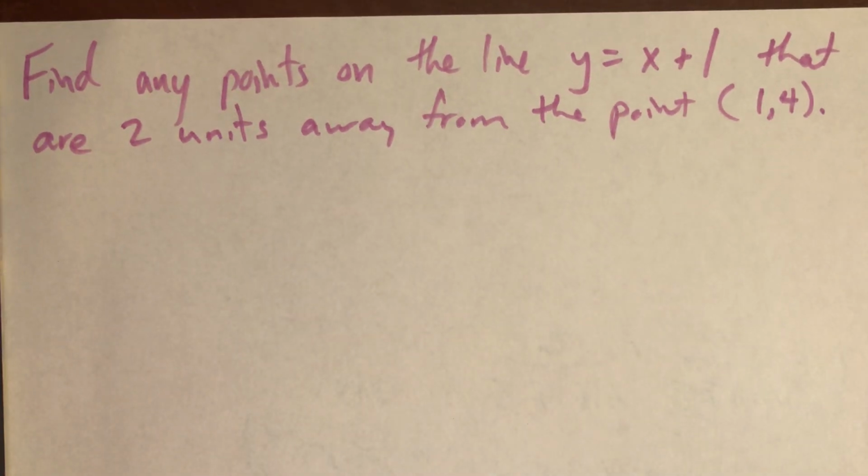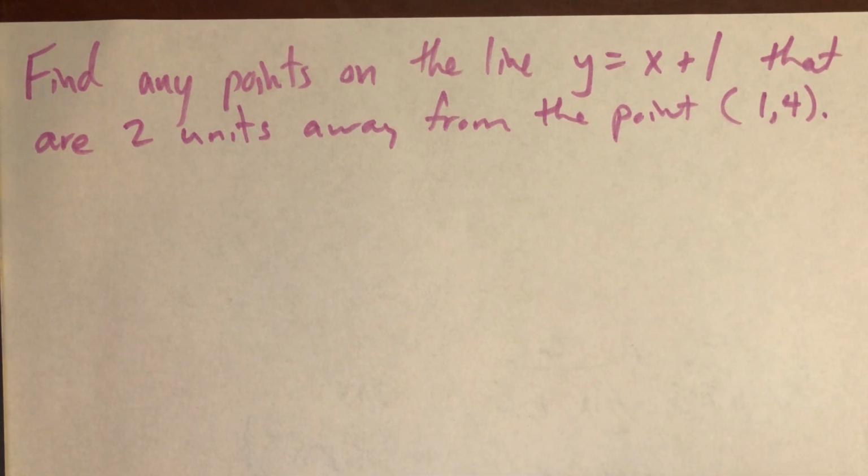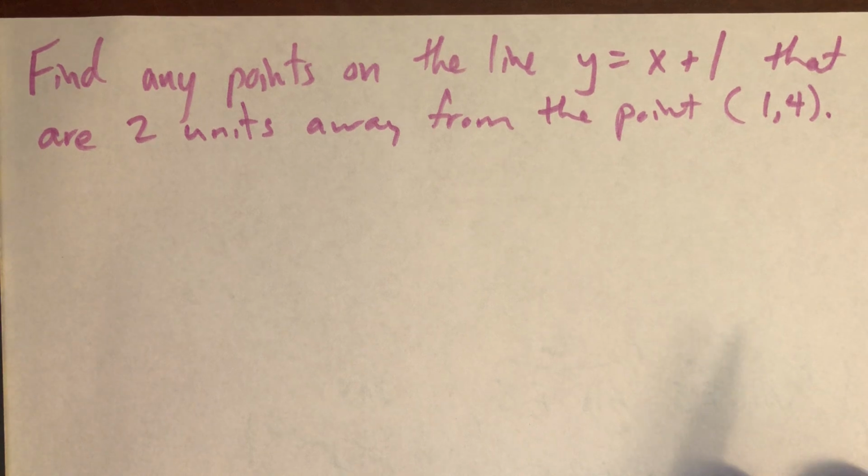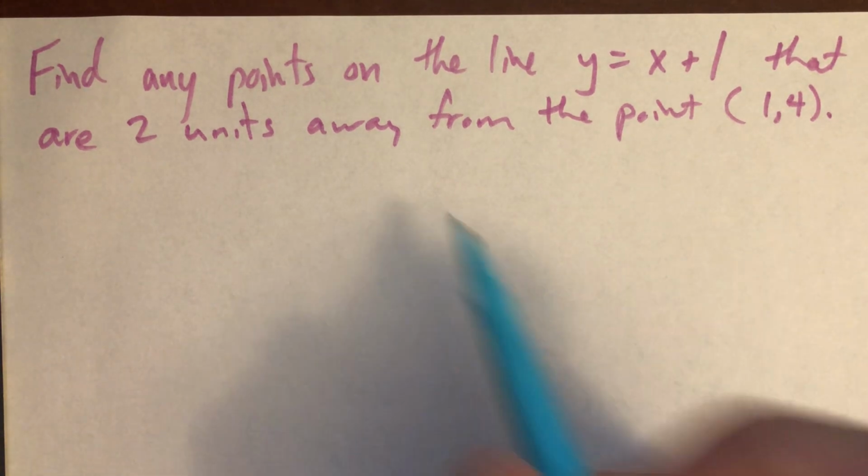Let's work a problem here. So we're going to find any points on the line y equal x plus 1 that are 2 units away from the point (1, 4). All right, well, let's draw a picture just to kind of remember what these things are, right?